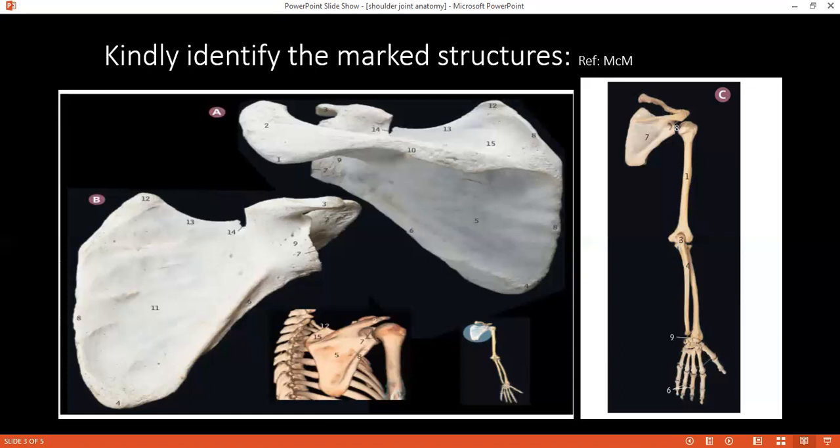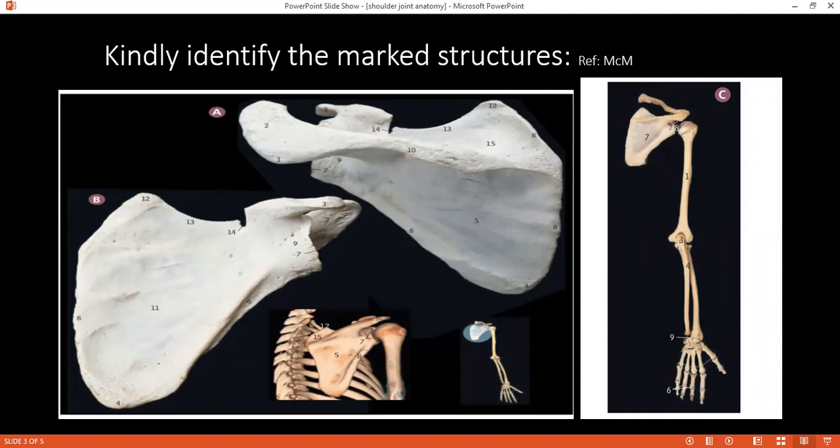And the boundaries of the quadrangular space are the teres minor superiorly, teres major inferiorly, laterally the surgical neck of the humerus, and medially the long head of the triceps. What are the contents of the quadrangular space? What passes through it? The axillary nerve and the posterior circumflex humeral vessels. Okay, good.